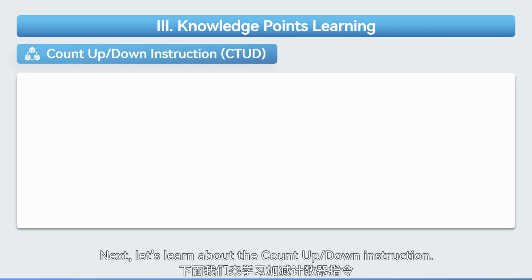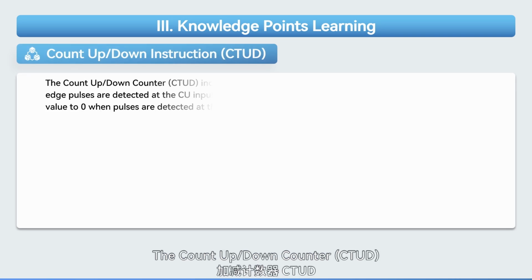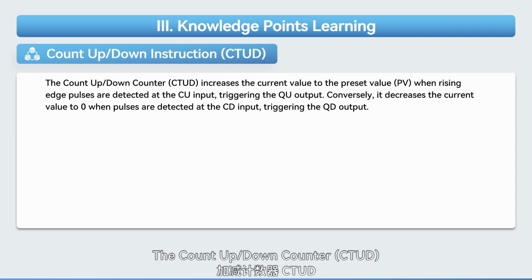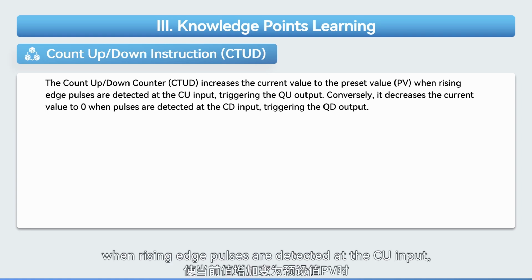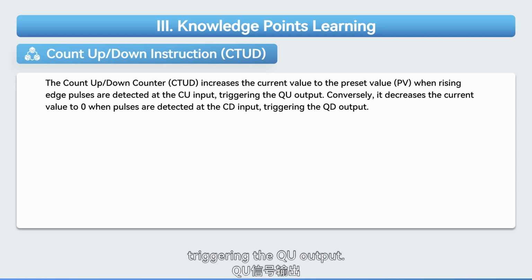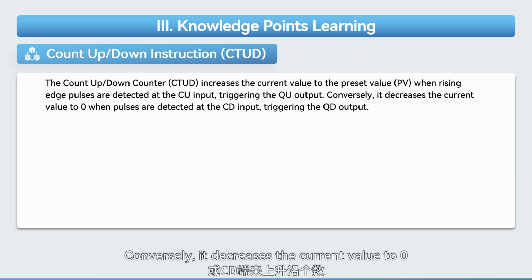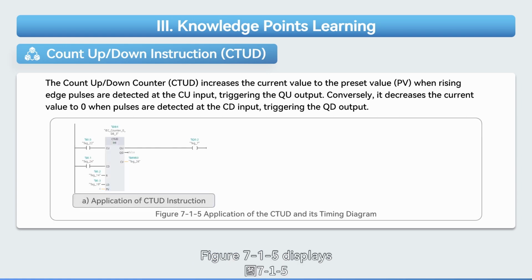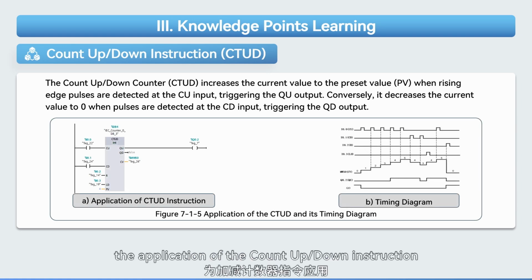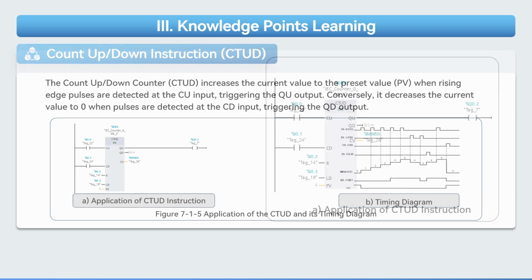Next, let's learn about the count up and down instruction. The count up and down counter, CTUD, increases the current value to the preset value, PV, when rising edge pulses are detected at the CU input, triggering the QU output. Conversely, it decreases the current value to 0 when pulses are detected at the CD input, triggering the QD output. Figure 7.1.5 displays the application of the count up and down instruction and its timing diagram.